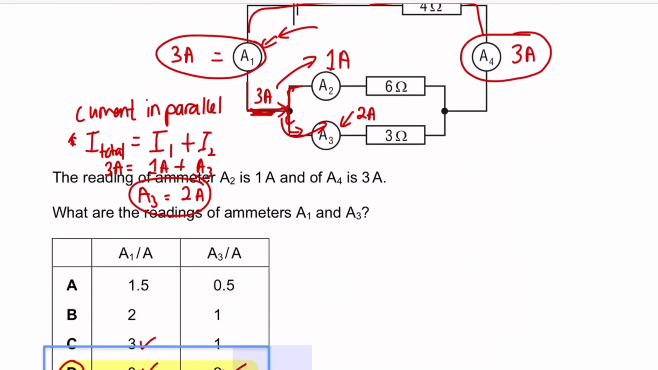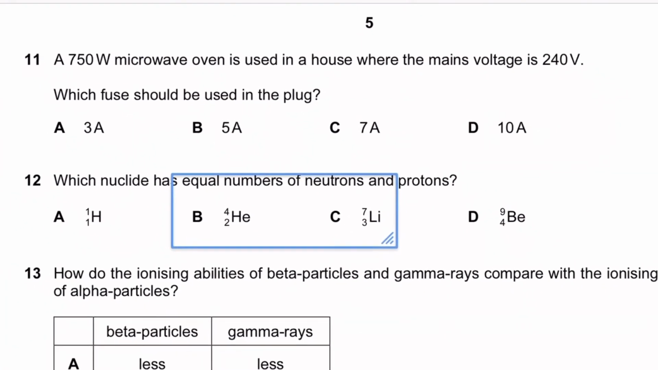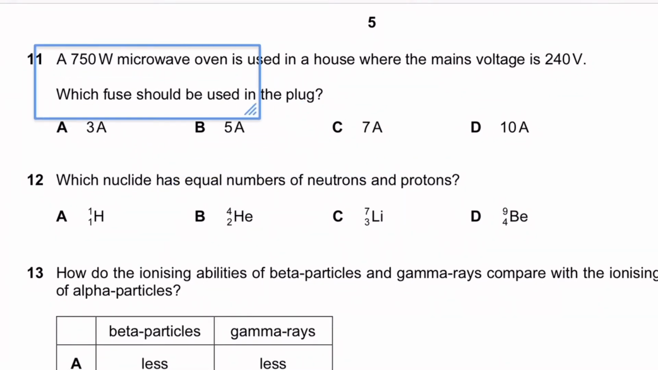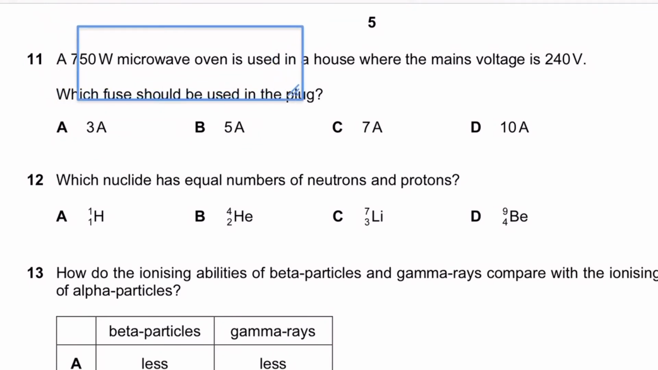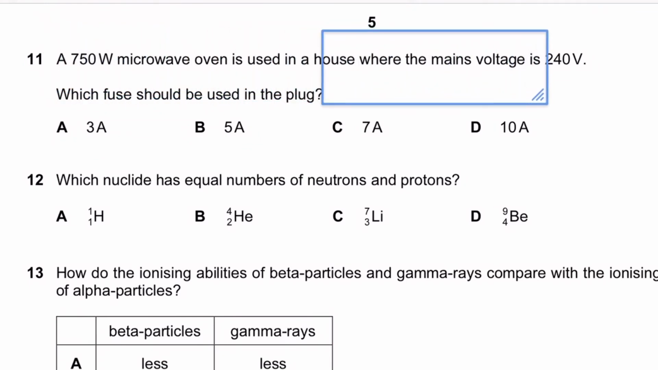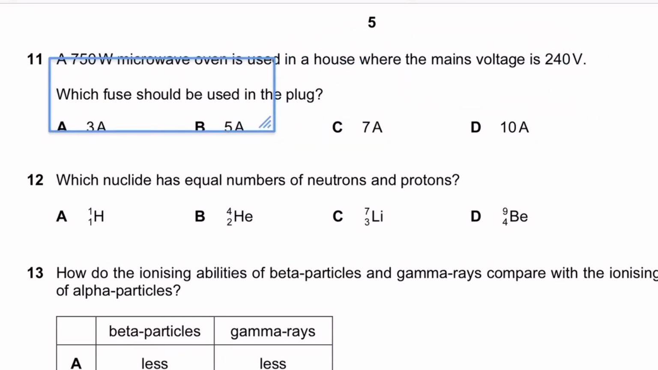Alright, moving on to the next page. On to question 11. A 750 watts microwave oven is used in a house where the main voltage is 240 volts. Which fuse should be used in the plug?